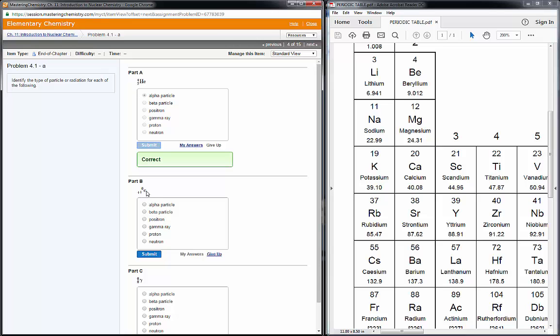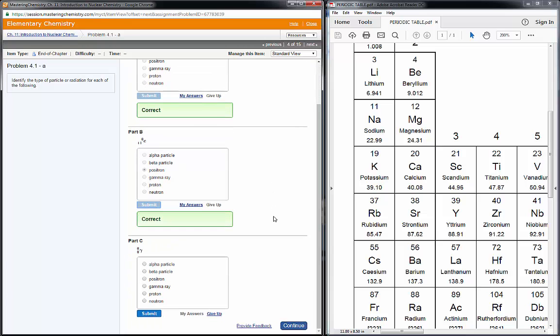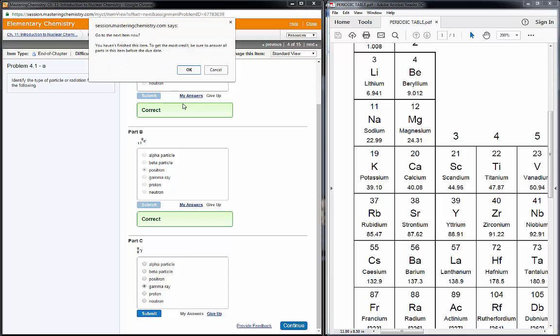That 0 positive 1e looks like an electron, but the positive charge tells you it's a positron, positive version of the electron. And that 0, 0, this is the Greek letter gamma. That is a gamma ray. It has no mass, it has no charge, but it has an enormous amount of energy.